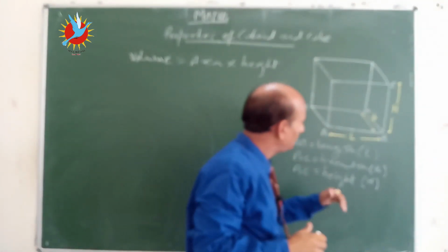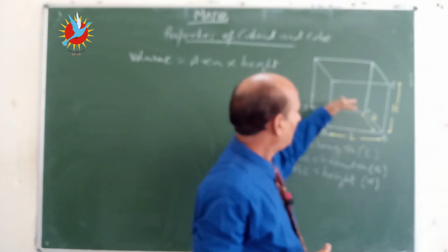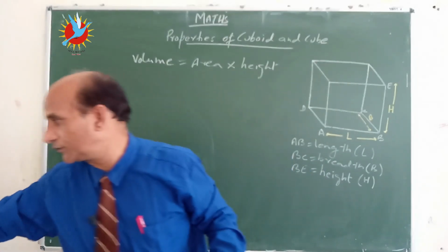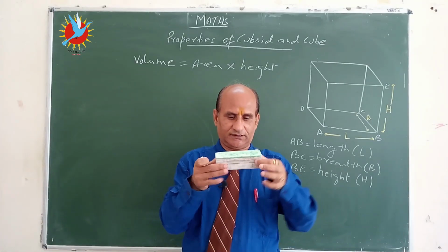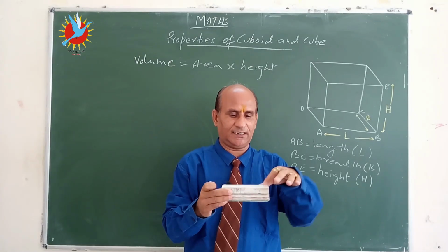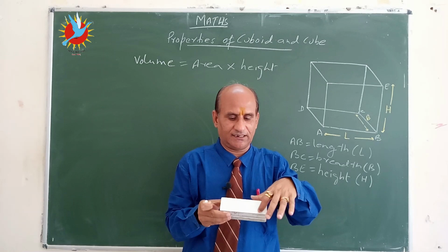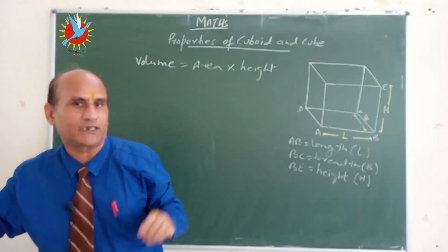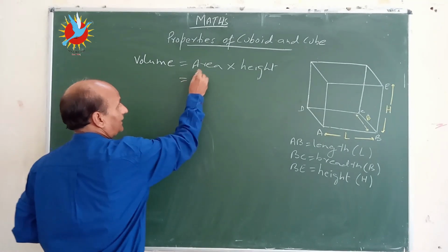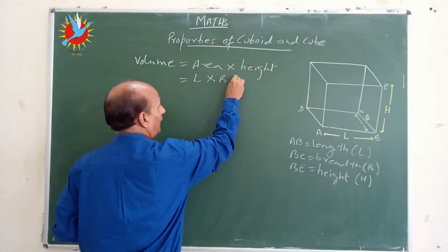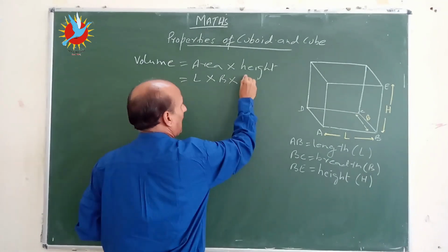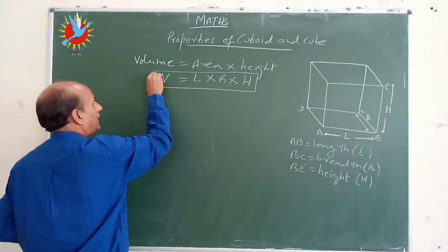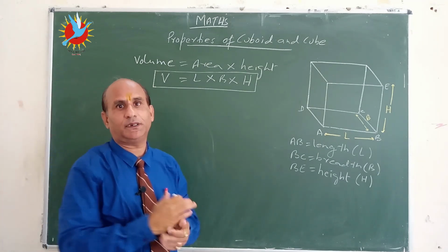Now what is the base? This floor is the base, its dimensions are length and width, and it is in the form of a rectangle. Suppose I take this duster as the base. This is the length and this is the width. If we want to find the area of this surface only, then it is length multiplied by width. So area is length multiplied by width, and the height is H. So the volume of the cuboid is length multiplied by width multiplied by height.